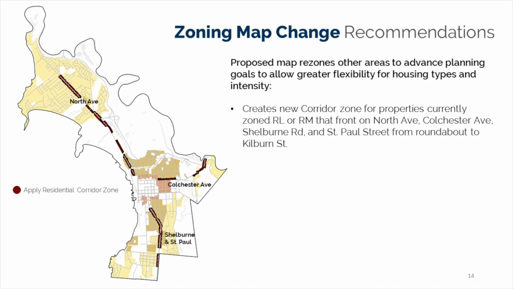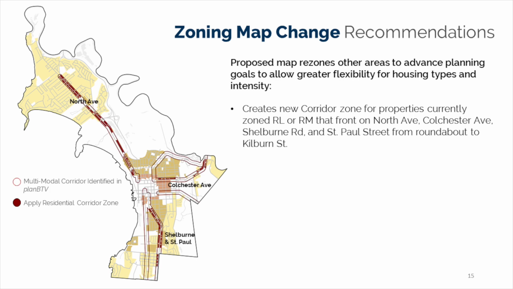The proposed map rezones other areas to advance planning goals to allow greater flexibility for housing types and intensity by creating a new corridor zone for properties currently zoned RL or RM that front on North Avenue, Colchester Avenue, Shelburne Road, and St. Paul Street from the roundabout to Kilburn Street. This district will regulate residential and some neighborhood supporting commercial uses along major street corridors adjacent to low-intensity zones.